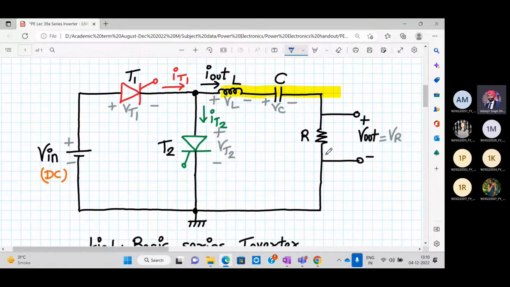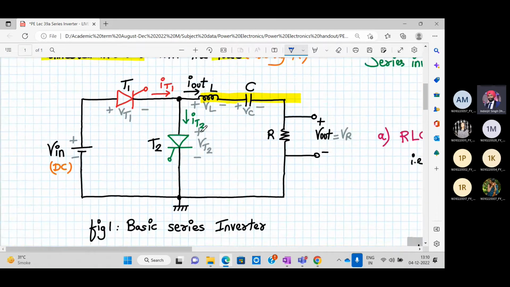So this is the circuit of the basic series inverter. I'll encourage you all to draw this diagram while I explain it to you. All right. So what do we have over here? We have input DC, then we have SCR T1 and SCR T2, and then we have L and C, which I have highlighted in yellow, which are my commutating elements, which basically help in turning off the SCR, and my load is the resistive load. These are the voltages written over here: VT1, VT2, VL, VC, and V out. V out is the same as your voltage across the resistor. So this is my basic series inverter.